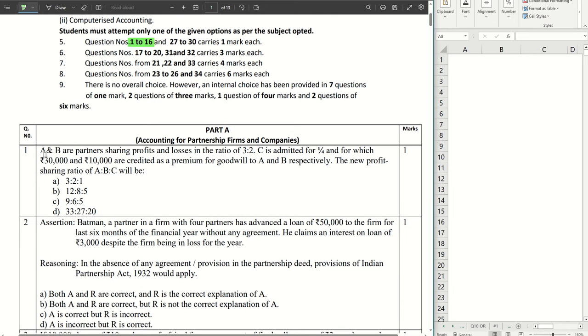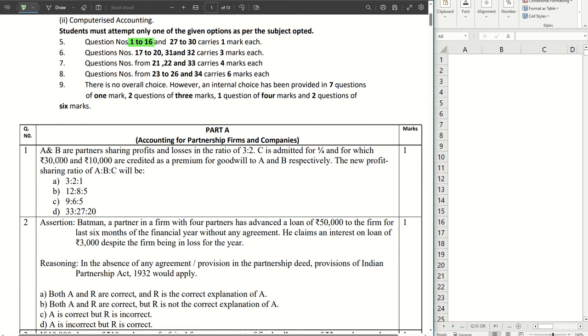The first question that we have: A and B are partners sharing profits and losses in the ratio 3:2. C is admitted for 1/4 share and for which rupees 30,000 and 10,000 are credited as premium for goodwill to A and B respectively. The new profit sharing ratio of ABC will be, you have to calculate that. Now from here we can easily understand that the premium for goodwill is distributed in this ratio 30,000 and 10,000. That means the sacrificing ratio is 3:1, right?